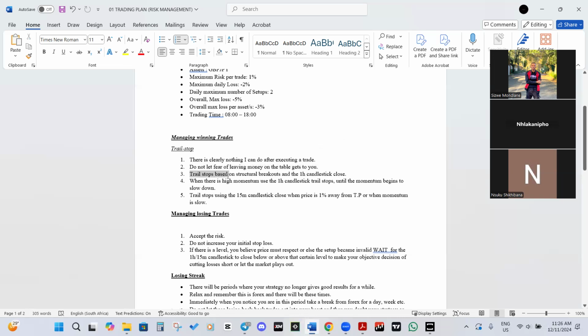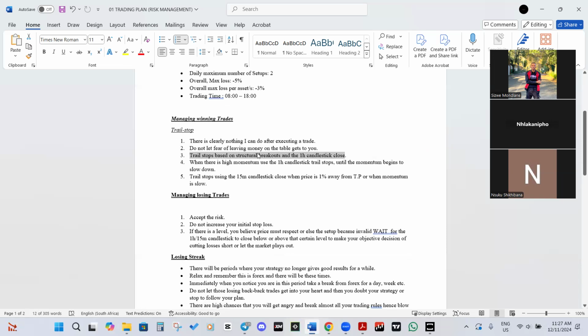And then trail stops based on structural breakout and 1 hour candlestick close. Again, this is based on my experience. When I trail stop based on the 1 hour candlestick, if I'm in a winning trade, I'll wait for the 1 hour candlestick to close. That's when I can make a decision whether to trail stop or not. Meaning I manage my trade based on the 1 hour candlestick instead of the lower time frames.